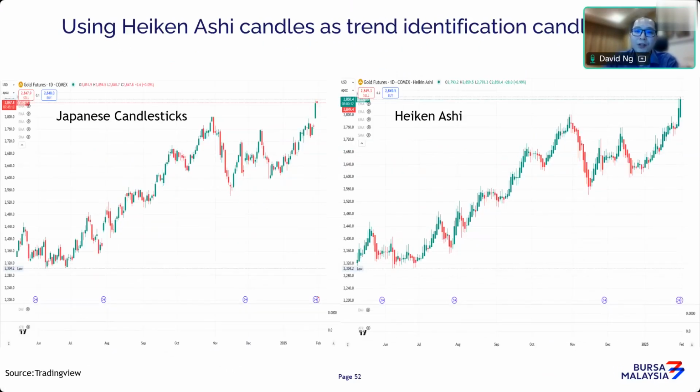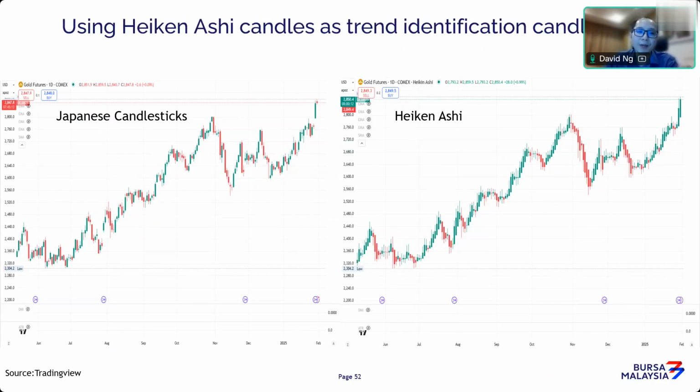Now, just to share with you, using Heikin-Ashi is a great tool to identify trends. Heikin-Ashi is one part of Japanese candlesticks, and it's just reflecting the average bar. So by using Heikin-Ashi charts, or Heikin-Ashi candles, you can identify short-term trends in a clearer manner.